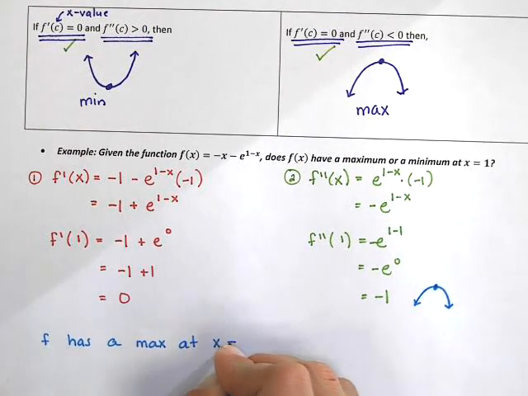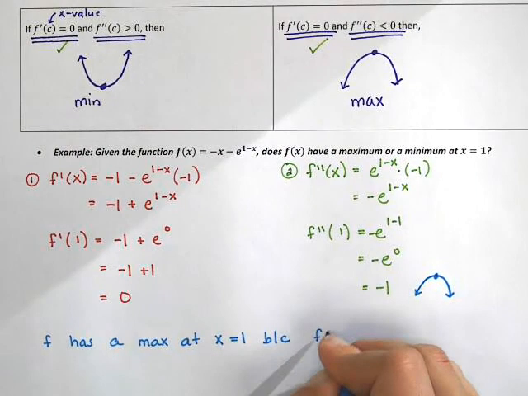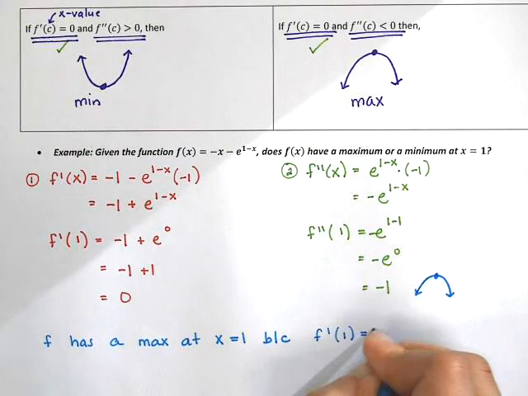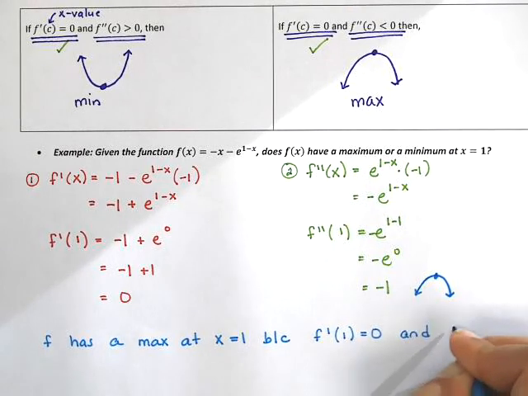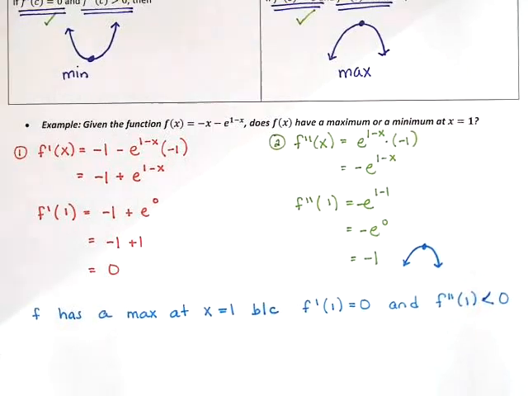at x equals 1, and here's how you justify this answer. Because f prime of 1 is 0, and f double prime of 1 is negative, or less than 0. Again, writing a sentence here isn't optional. You do have to justify your answer by AP standards.